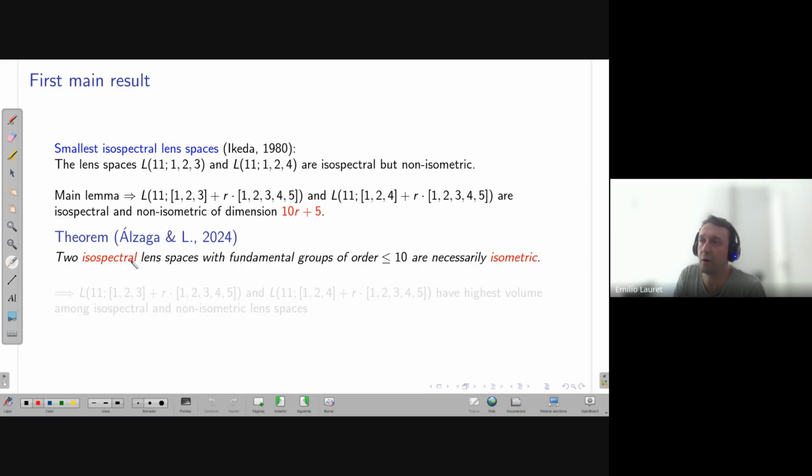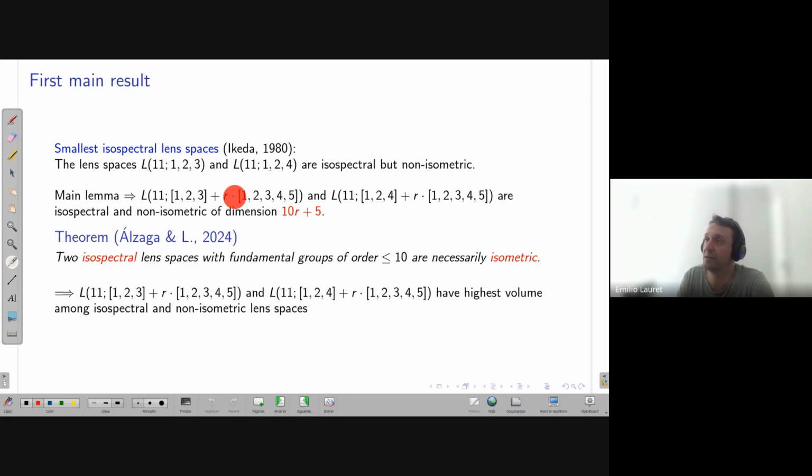So if you have two length spaces with fundamental group of order 10, they cannot be isospectral without being isometric. Okay, the only isospectrality is the trivial one, when they are isometric. If you have less than or equal to 10 elements, you cannot have isospectrality, truly isospectrality. Okay, and this theorem implies that these examples have highest volume as possible.